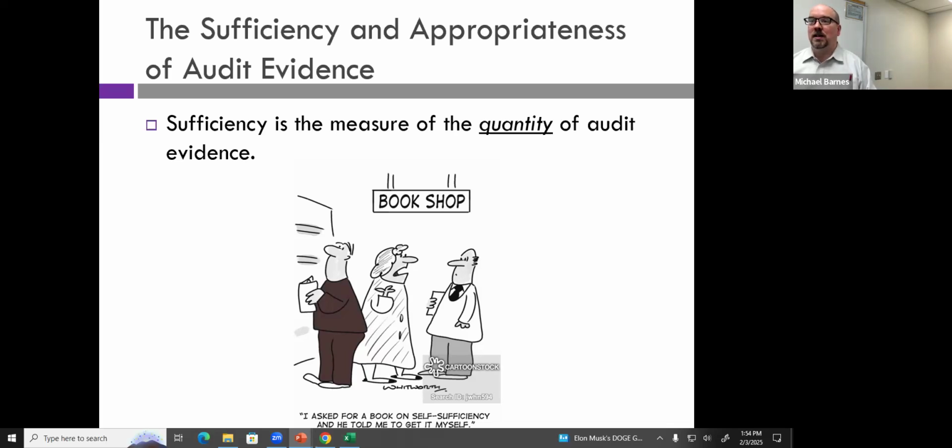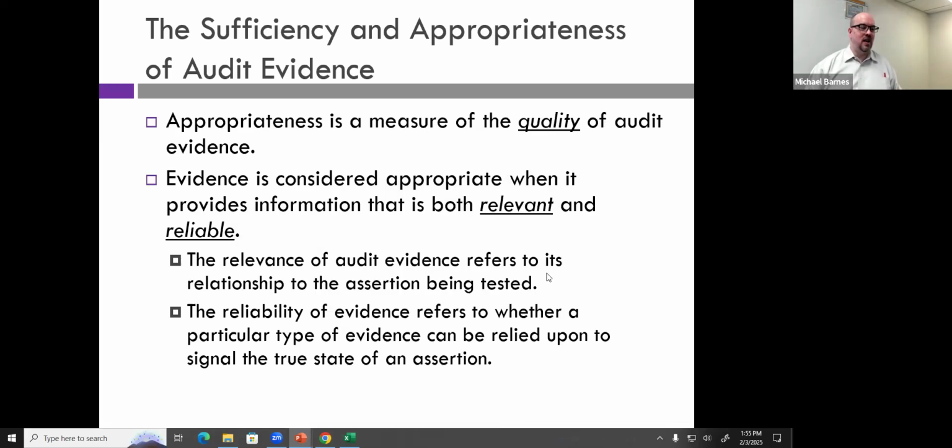It makes no sense, but it's important to note that sufficiency has to do with the quantity of evidence. We have to gain enough evidence to make a judgment. Sufficient evidence. So if sufficiency is a measure of quantity, what do you naturally think appropriateness would be a measure of? It's another word that begins with the letter Q. Yeah, quality, okay? It's the quality of audit evidence.